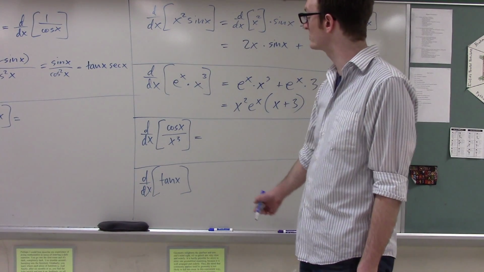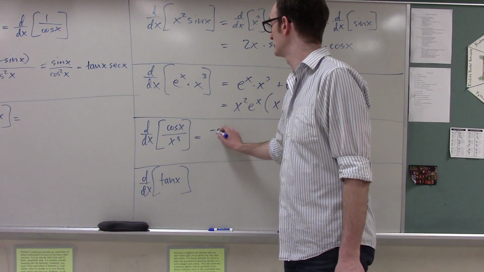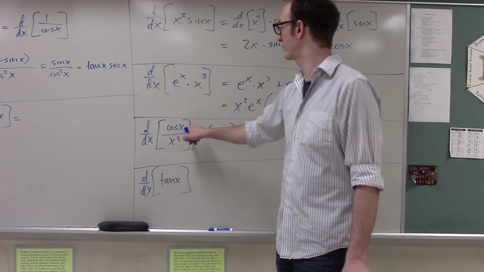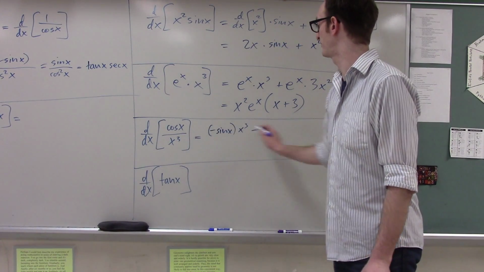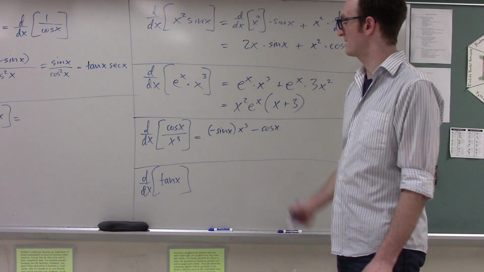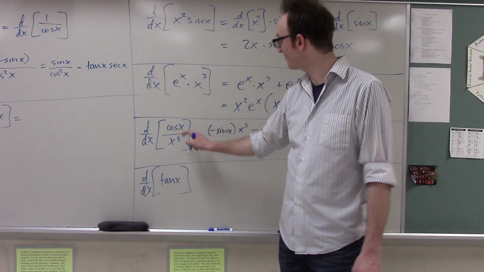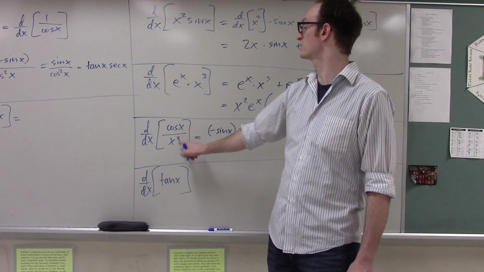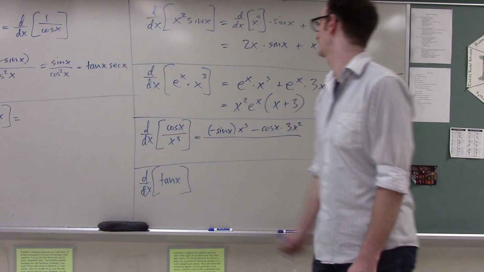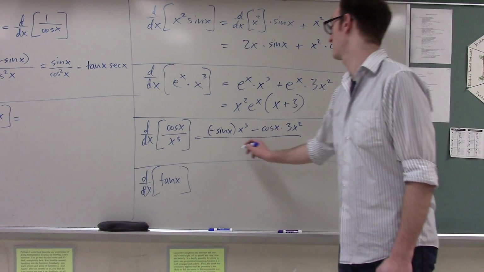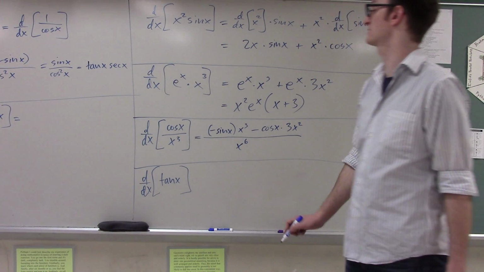All right, the quotient rule says that this is going to be the derivative of the first. The derivative of cosine is negative sine. Derivative of the first times the second minus the first times the derivative of the second. I guess it's not really second anymore. It's the derivative of the top times the bottom minus the top times the derivative of the bottom. And that's 3x squared. And that's all over the bottom squared, so that's going to be x to the sixth.